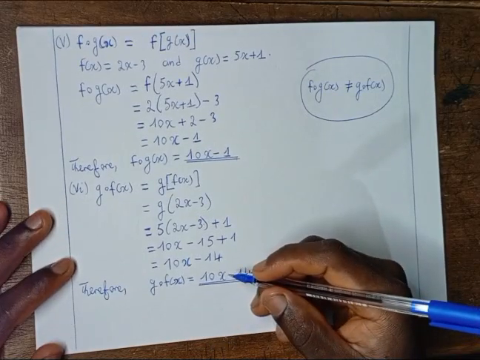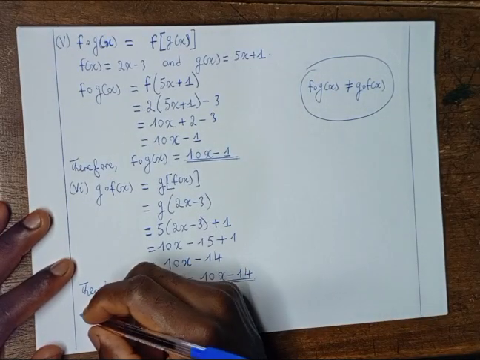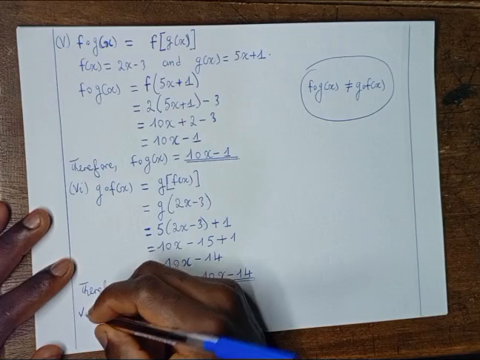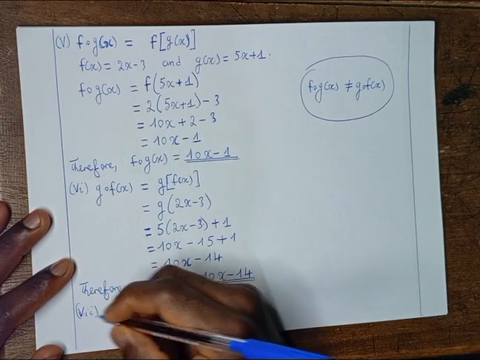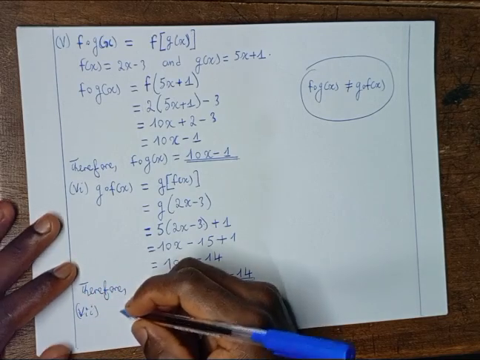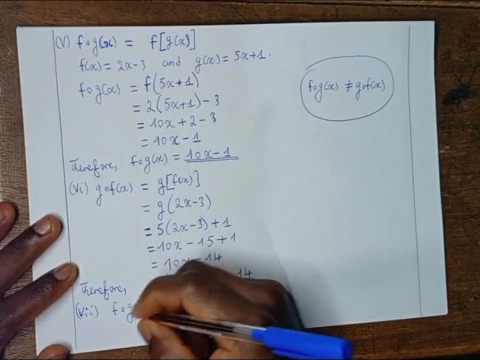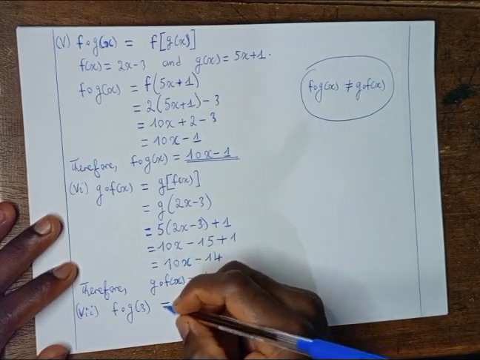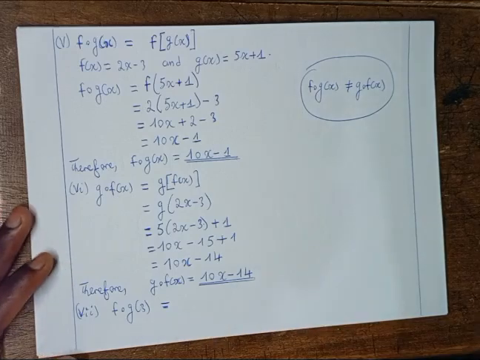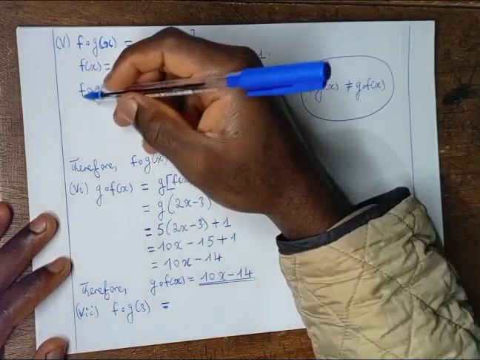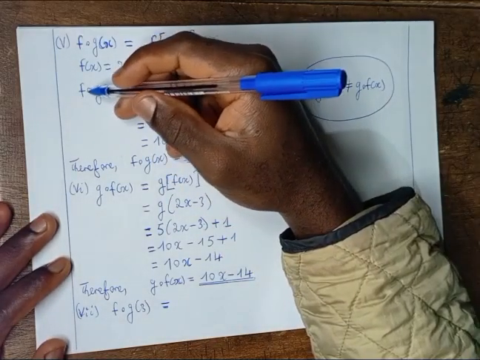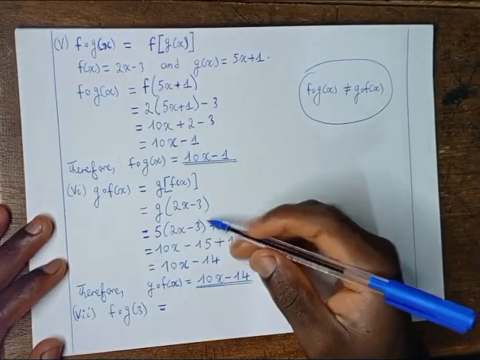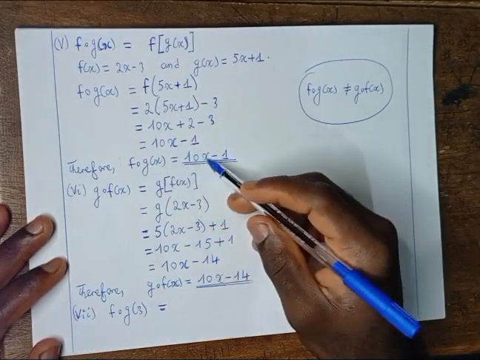Next, the next question, (d)(ii), says we should find f of g of 3. For us to get f of g of 3, we are simply going to make use of the composite function f of g of x. In the function f of g of x, anywhere we see x, we have to replace x with 3.